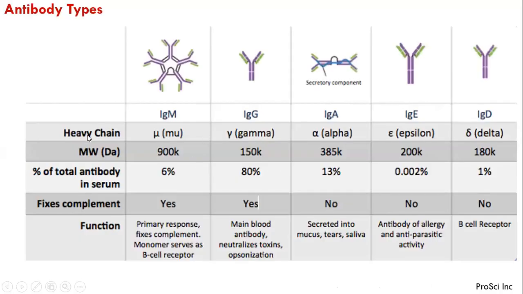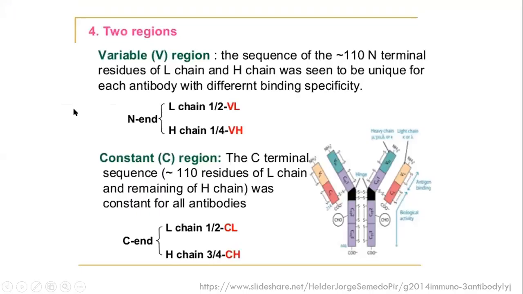Based on the heavy chain type, 5 types, you know, right? IgM, IgG, IgA, IgE, IgD, you arrange them into that. Different heavy chains are here. Based on the function and molecularity, you can distinguish the antibodies. Primarily, these are the isotypes.